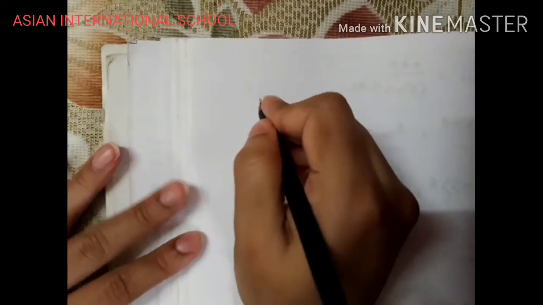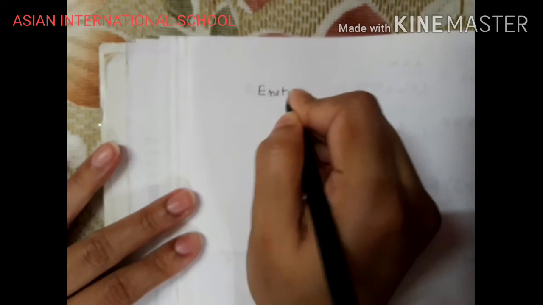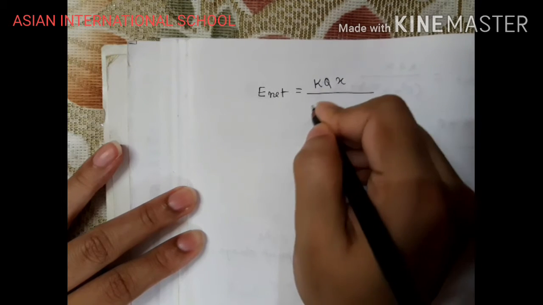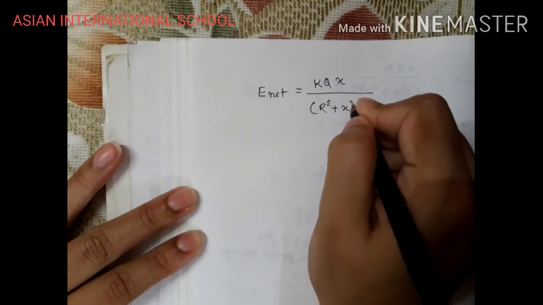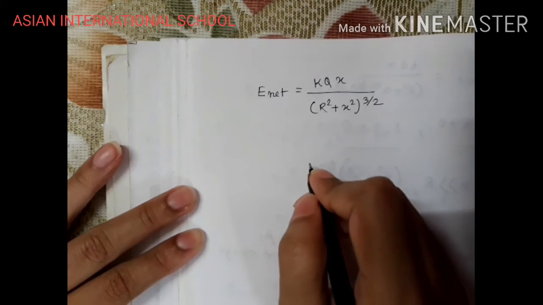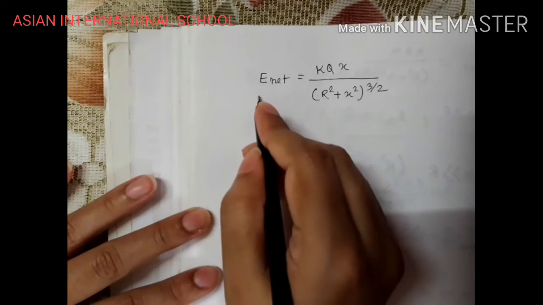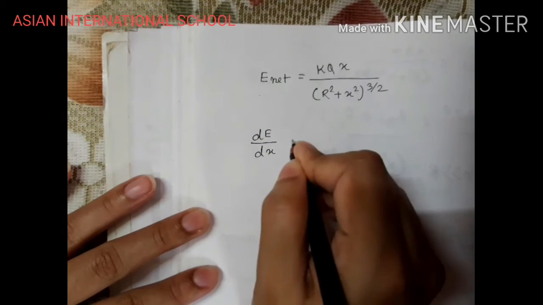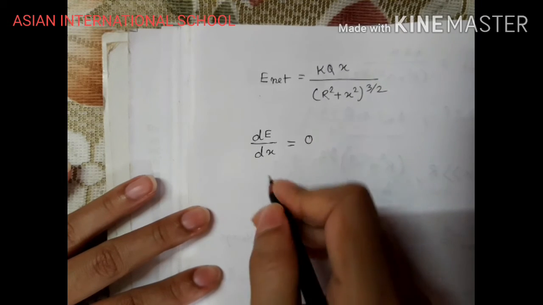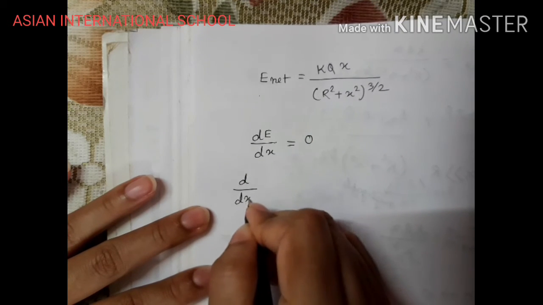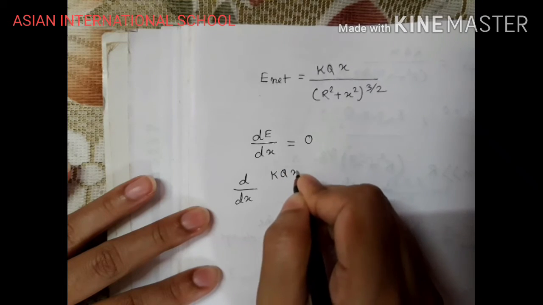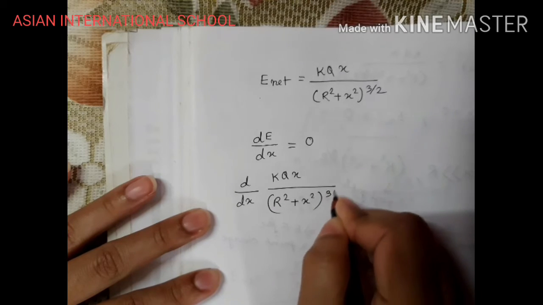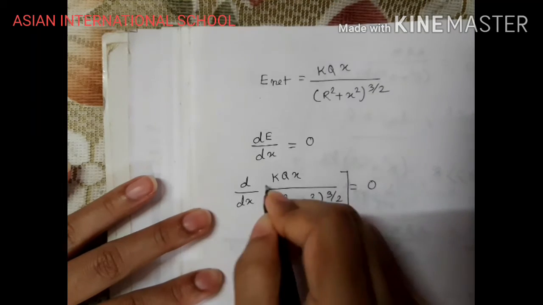So my E net is KQX divided by (R square plus X square) to the power 3 by 2, which I have calculated already. Now if I want the electric field to be maximum, that means dE by dx should be 0. So d/dx of KQX over (R square plus X square) to the power 3 by 2 has to be 0.